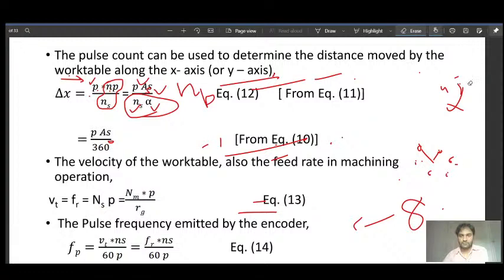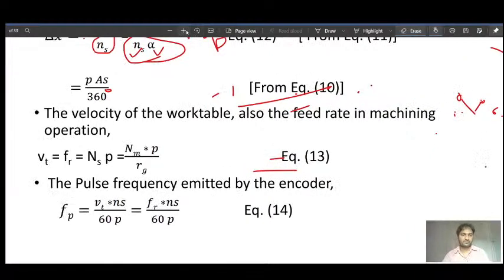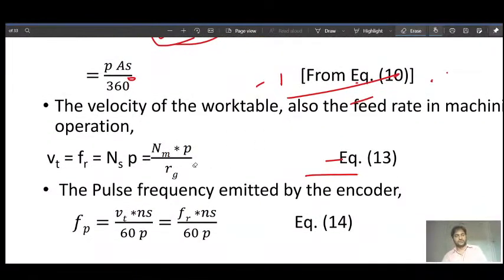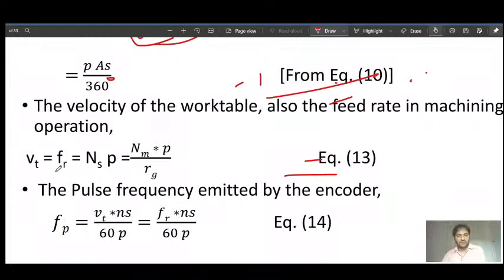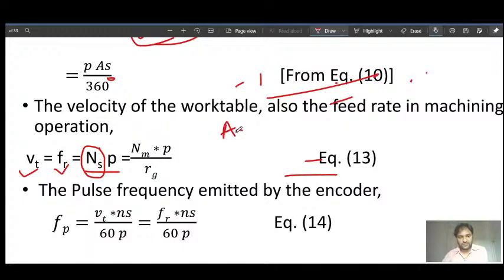We are doing the revision. Again, if we are interested in finding the velocity, we get it this way. The velocity of the table or feed rate of the tool is NP into P. How do we get NP? AS divided by 360 degrees, where AS is the angular rotation.